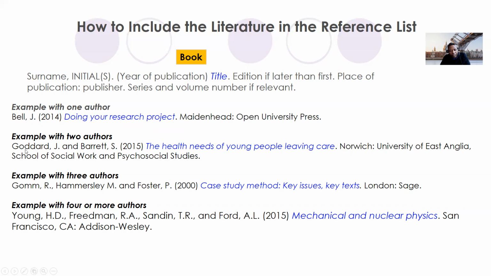When you have 2 authors, we have Goda and Bharat. Again, you see the title of the book is italicized. The place of publication, Norwich, and then the publisher is upright. Same with the example of 3 authors. All the 3 names are there with their initials, and then the title of the book is italicized, and then the place and publisher are upright. And similarly with 4 authors.